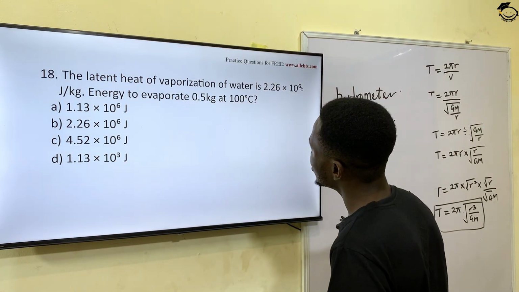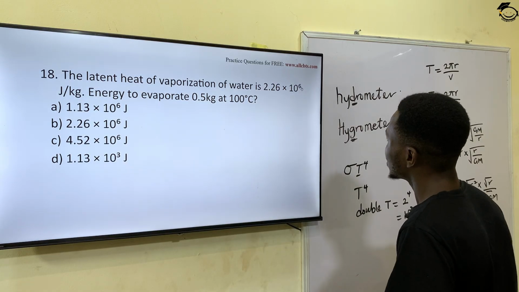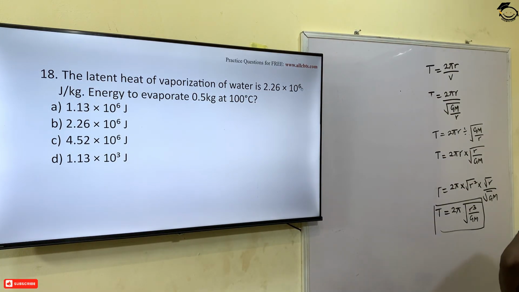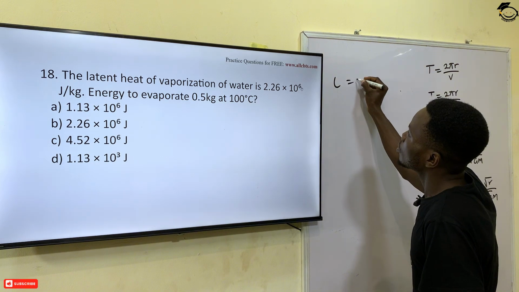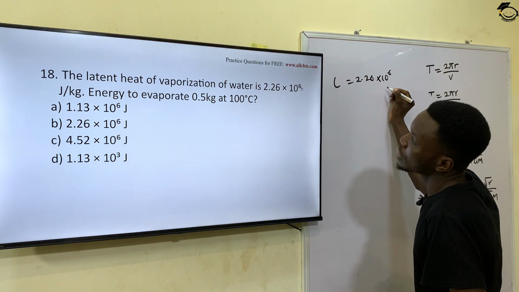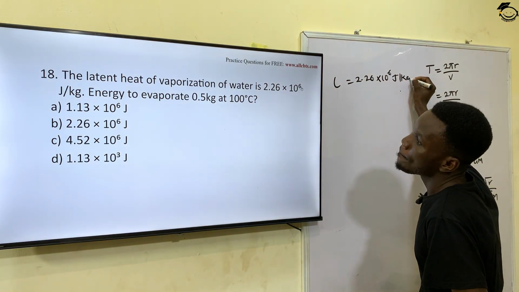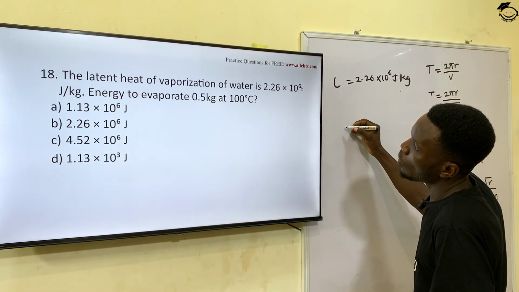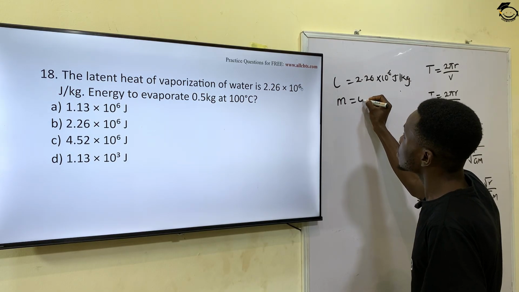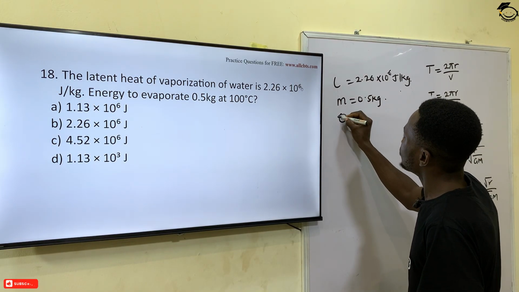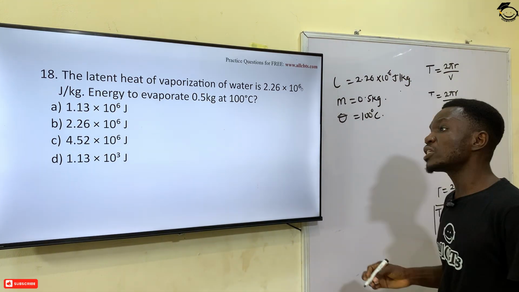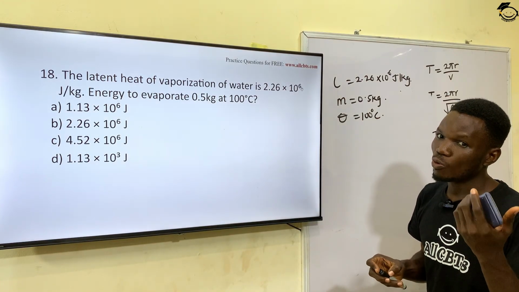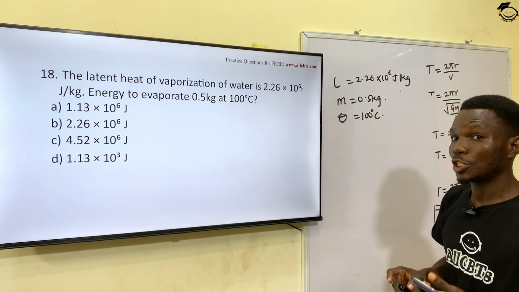So that takes us to the next question, which is question number 18. It says, the latent heat of vaporization of water is 2.26 times 10 raised to power 6. So we have the latent heat L to be 2.26 times 10 raised to the power 6 joules per kilogram. And we're given that what is the energy required to evaporate? We're given the mass as 0.5 kg and the temperature as 100 degrees Celsius. But please note that anytime we're talking about latent heat, temperature is not required for the calculation, because latent heat is the quantity of heat required to change the state of a substance without a change in temperature.